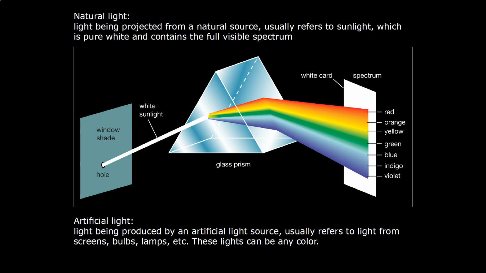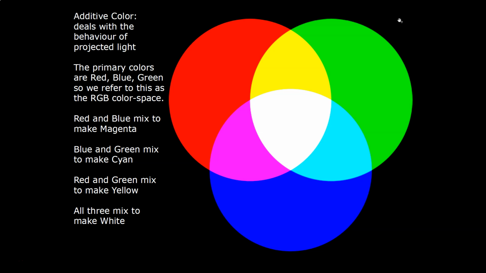So color is created in two different ways. If it's coming from a light, a natural light or an artificial light, so either the sun or light bulbs and stuff, if it's white light, especially white sunlight, and you run it through a prism, it breaks into the color spectrum, which is like the rainbow or what you would get on the color wheel, so the gradient of the rainbow. So when we were talking about light, color in terms of light, which is what we'll talk about, like a screen is a projected light, then we're talking about additive color, and that deals with the behavior of projected light.